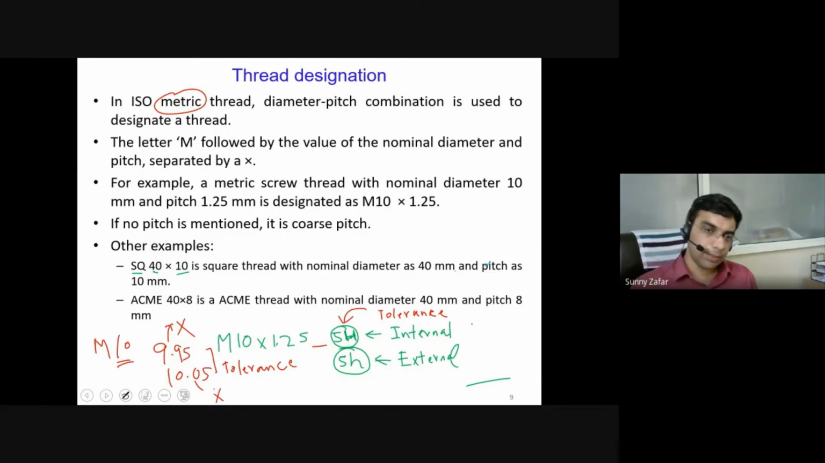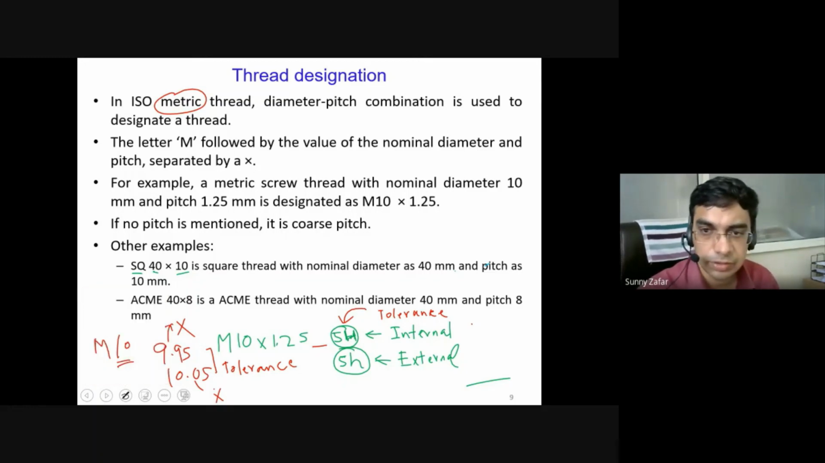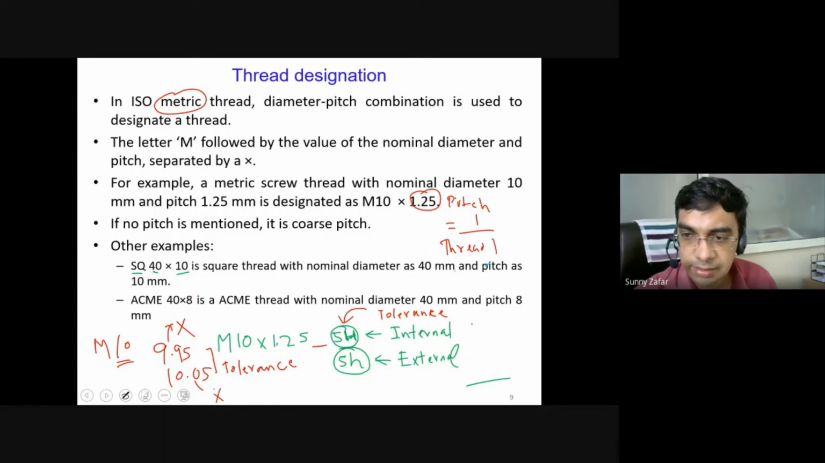Another important point that I want to mention here is with respect to the pitch. As we have discussed, this is known as the pitch. Pitch is also equal to 1 over threads per inch, also called TPI.